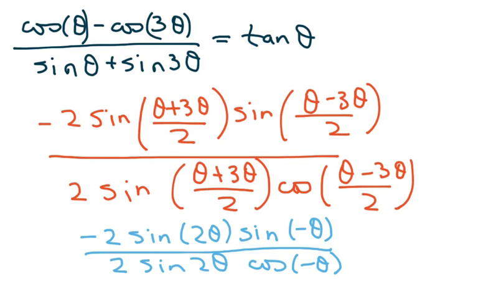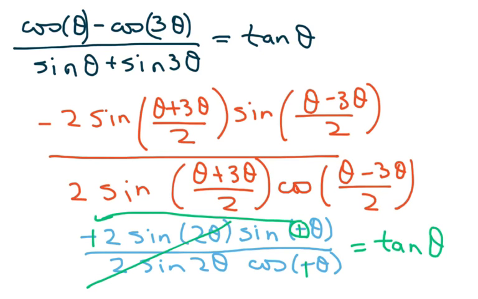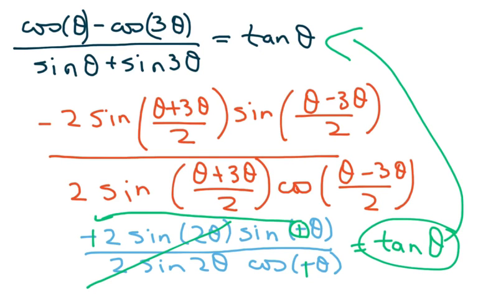Now, right away, I have this cosine of negative theta. I can change that to positive. And this negative here, I can bring out in the front. So that's going to change this to a positive and this to a positive. And what happens is these two cancel, and we get this equals tan of theta. Okay? Sine over cosine is tangent. So there you go.